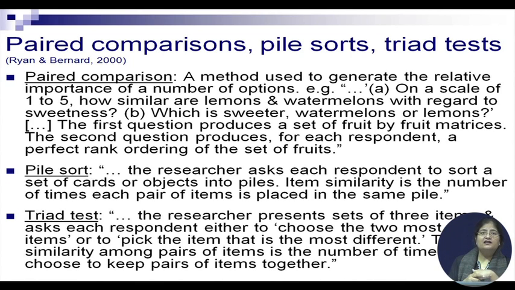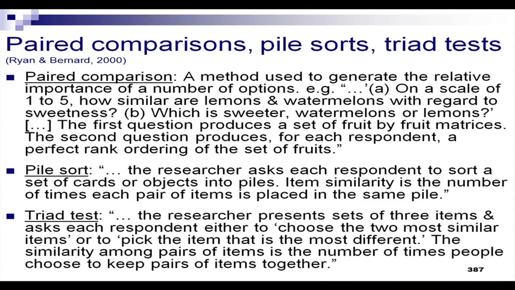The next technique is the pile sort technique, in which the researcher asks each respondent to sort a set of cards or objects into piles. Item similarity is the number of times each pair of items is placed in the same pile. And again, these cards are made very carefully, and then we ask the respondent to sort them into different piles. So this is another technique.